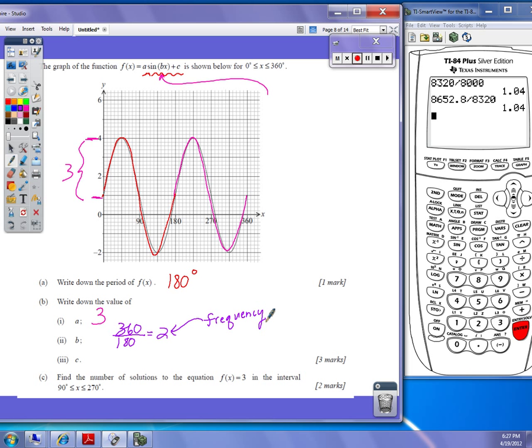And then C looks for the vertical shift, and on my graph, the middle value has been shifted from 0 to 1, so the vertical shift is 1.